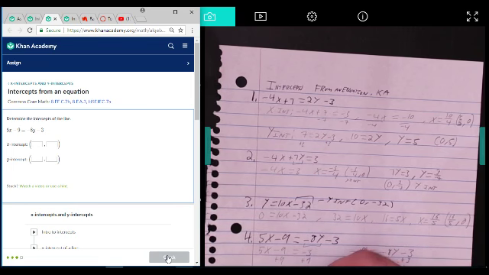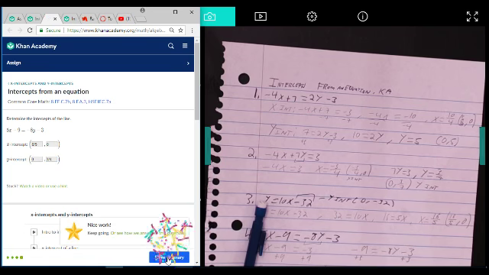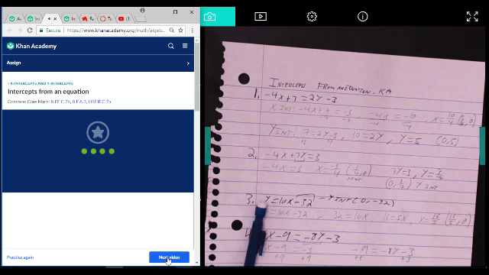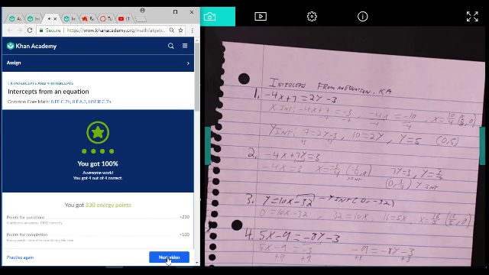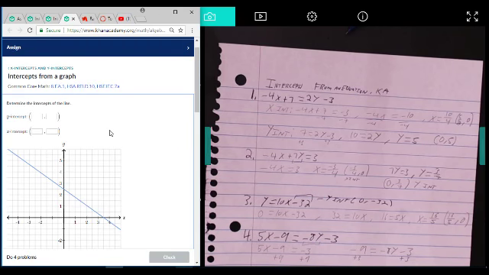That's our x-intercept. This is our y-intercept. So we'll have 6/5, 0. And our y-intercept will be 0, 3/4. All right. Let's check that. So the summary. Great, we got 100%. All right. So that's intercepts from an equation. Let's do the other intercepts problem. Well, this next one should be intercepts from a graph.